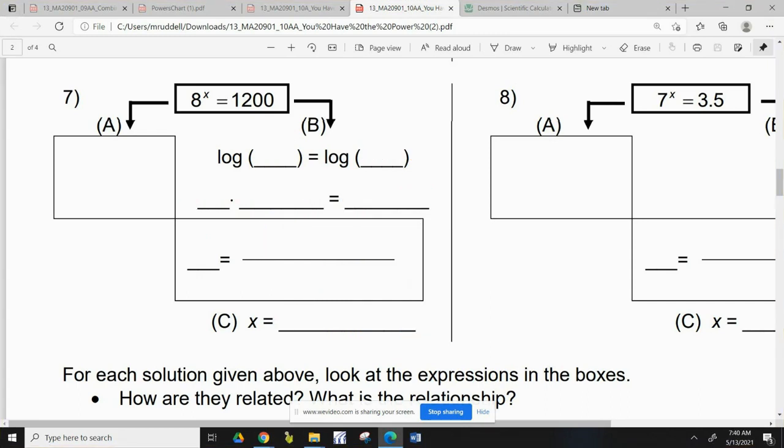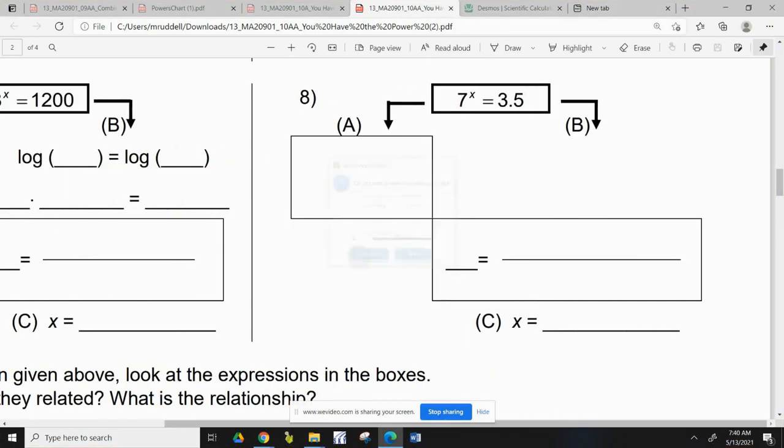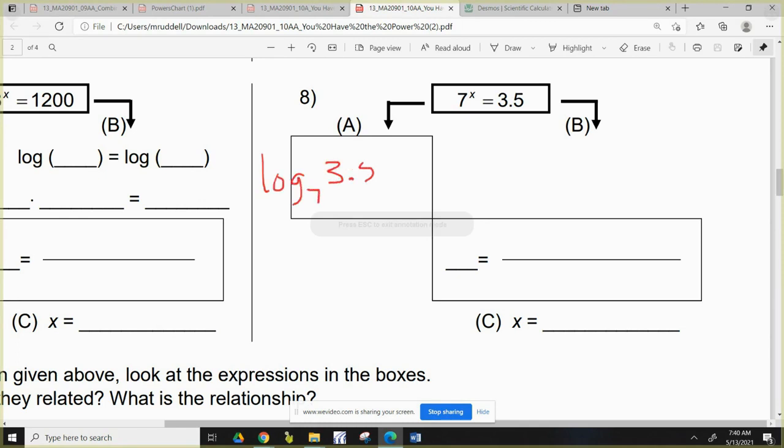One more. This one, they took away some of that middle part, some of the structure they have there for you. If we're going to rewrite this one as a logarithm, it is log base 7 of 3.5 equals x.